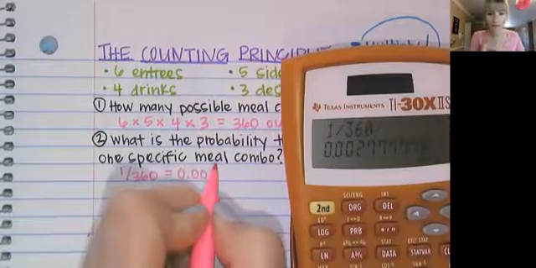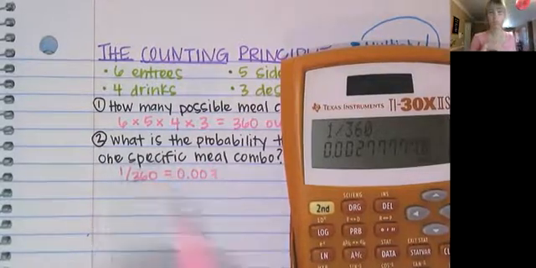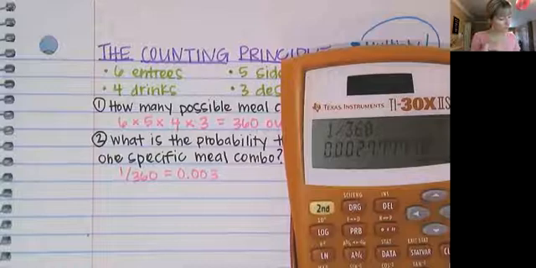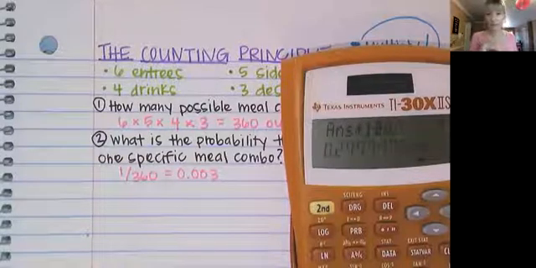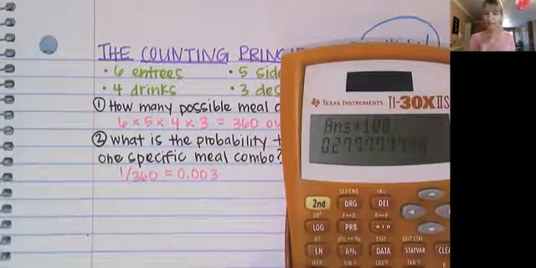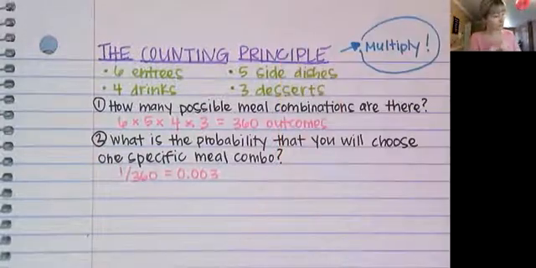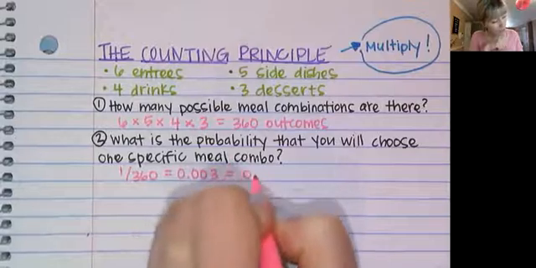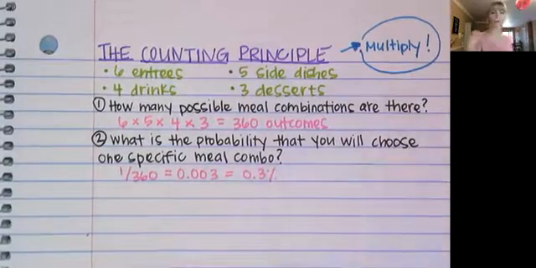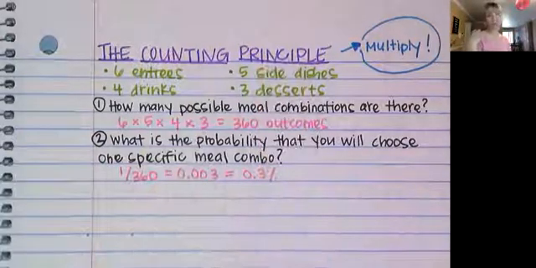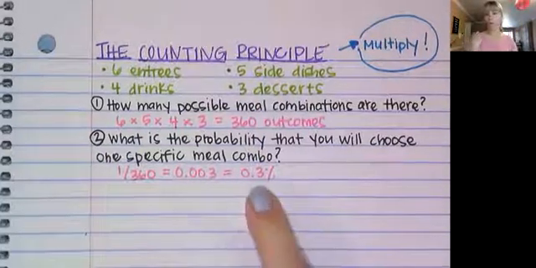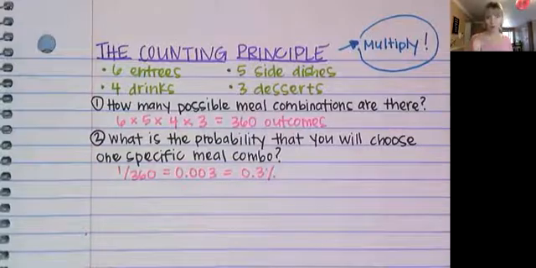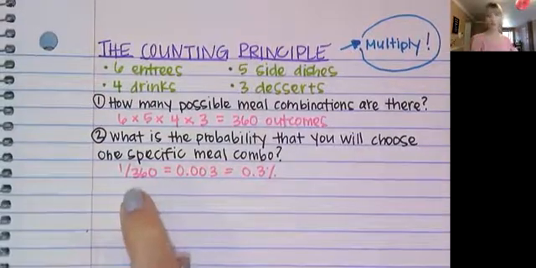0.003, and I'm going to round that 2 to a 3 because it's 27. And then if I want to change that to a percent, I go times 100, and that is less than 1%. That means if you wanted to guess, before I pick anything, exactly which meal combination I'm going to pick, you would only have a 0.3% probability of being correct, because there are 360 total possibilities.